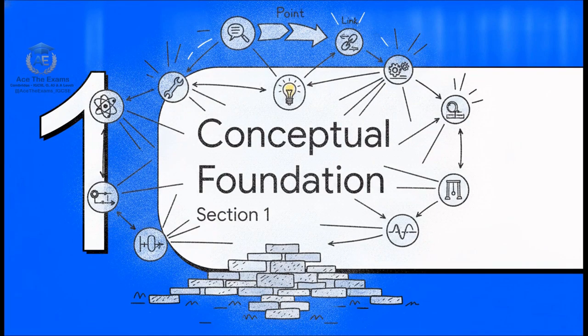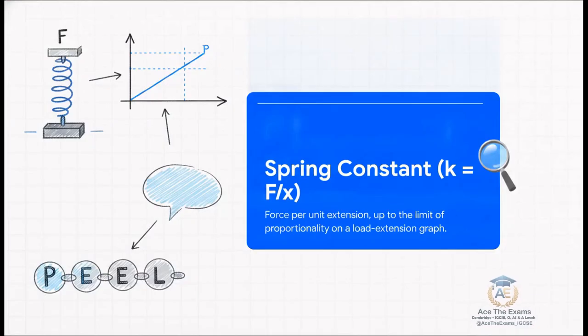To secure those top marks, we cannot just rely on superficial breadth. We first need to establish a rock-solid theoretical architecture. This conceptual foundation relies on mastering what we call the PEEL framework. That stands for point, evidence, explanation, and link. Let's apply this to our baseline definitions. The spring constant, represented by k, is the force per unit extension.